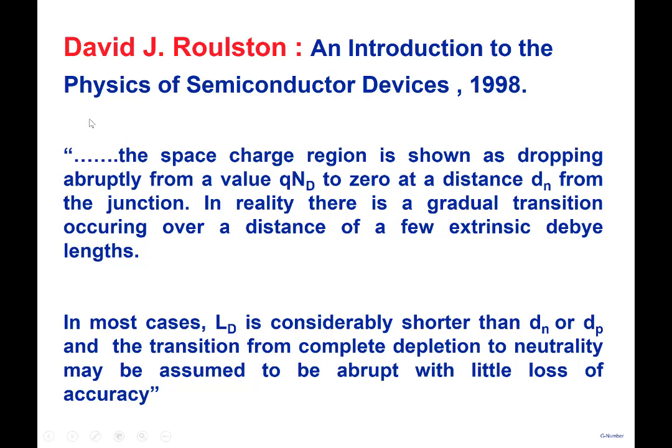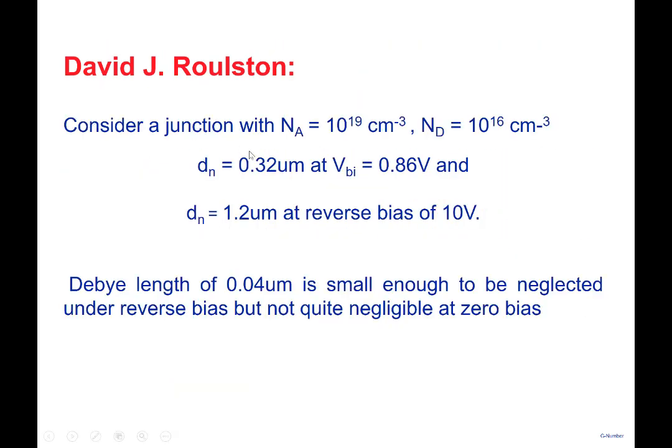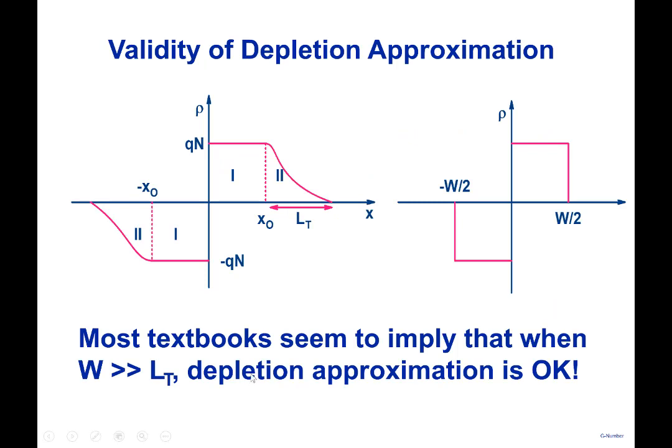This is another book, David Roulston. As I said, in most of these cases, you will find what they're saying is the depletion approximation. They're all implying, let me tell you, that the transition region is not too large compared to the depletion width. And that's why the depletion approximation is working fine. Most textbooks, so what I'm trying to point out, most textbooks seem to imply that when W is much larger than L_T, the depletion approximation is okay. The depletion width is much larger than the transition region length. That's why we make it.